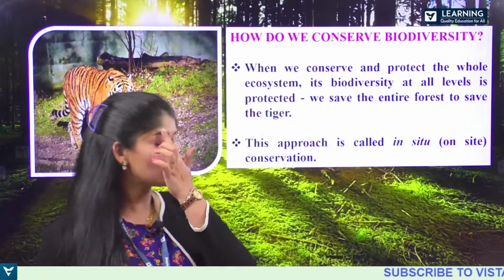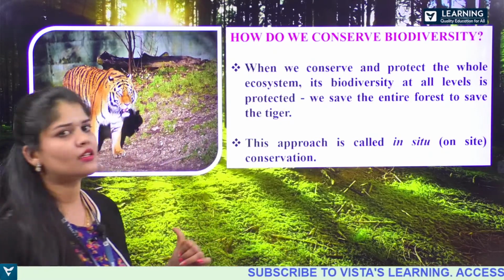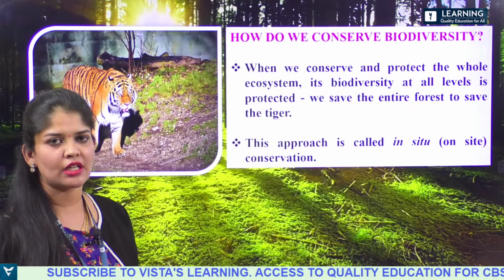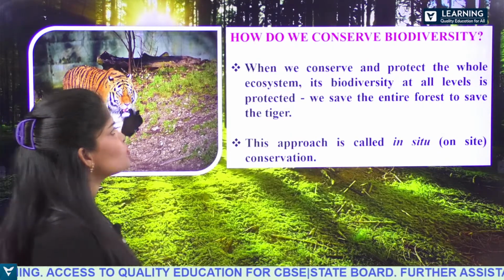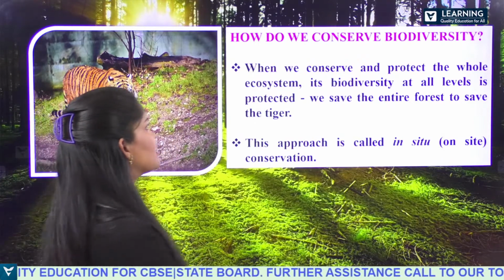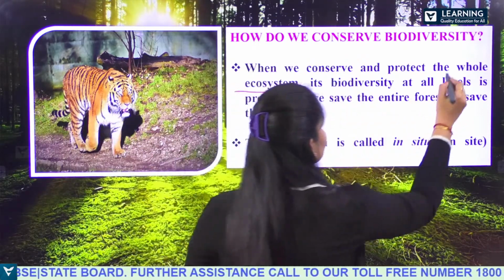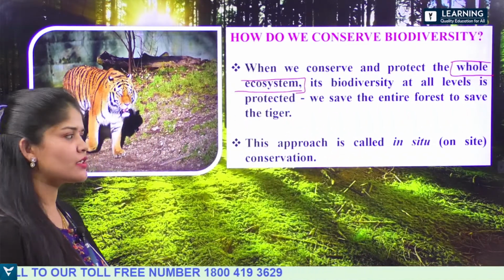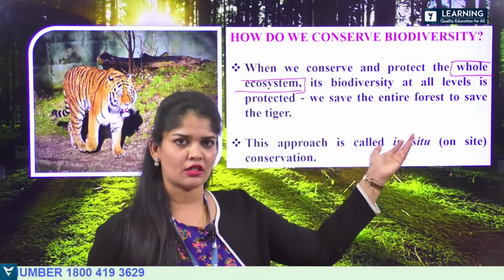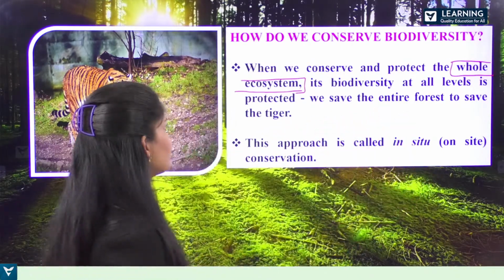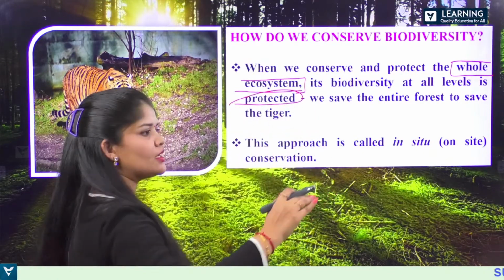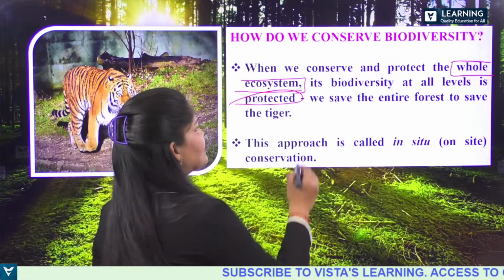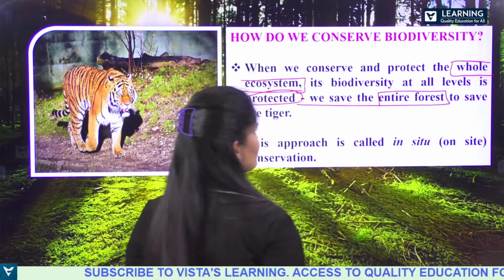Now, this is all about why. Let's understand how. What are the different ways that we can adopt to conserve this biodiversity? How do we conserve biodiversity? When we conserve and protect the whole ecosystem, its biodiversity at all the levels, whether it's the molecular level, the genetic level, the species level, or the ecological level, is protected. We are protecting the whole ecosystem here, for example, the forest ecosystem. To put it simply, we save the entire forest ecosystem to save a tiger.